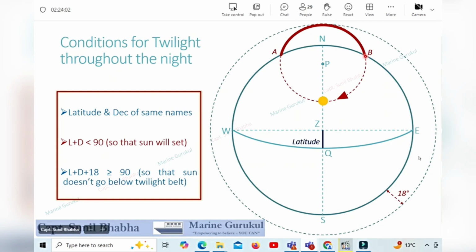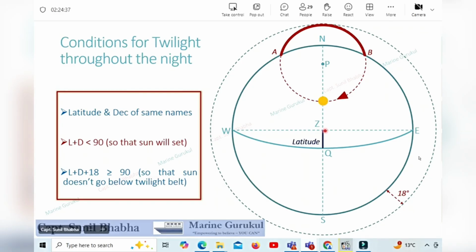If you observe carefully, throughout this interval, that means from the sunset at point Alpha up to the next day sunrise at point Bravo, the sun has remained within the 18 degrees belt. It has not gone below the 18 degrees belt at any time. So this tells us that throughout the night, from point Alpha to point Bravo, the twilight continues. The twilight does not end in between.